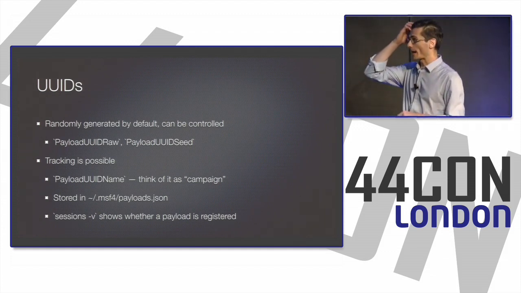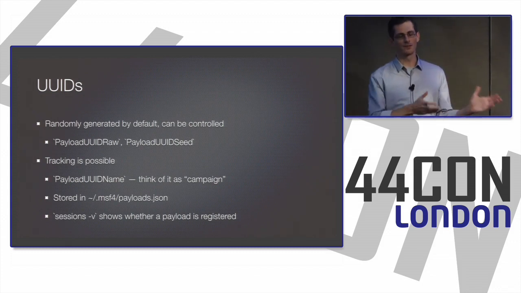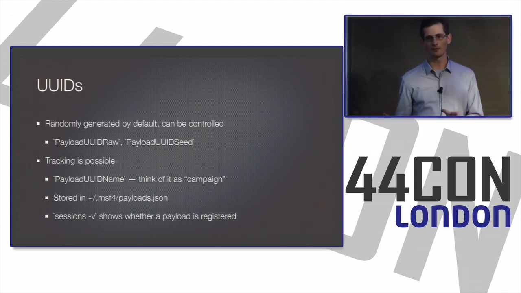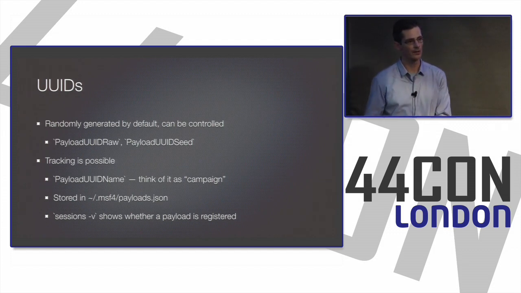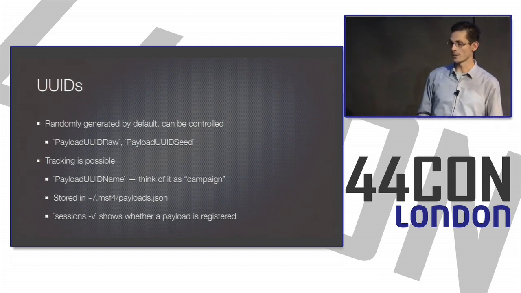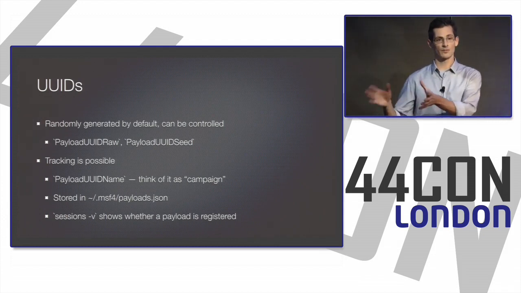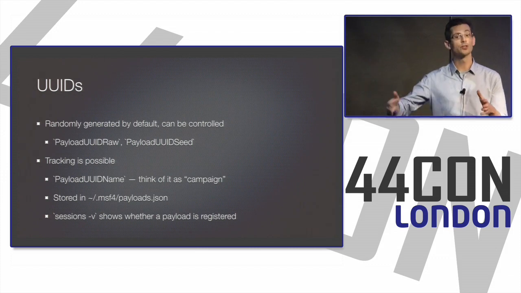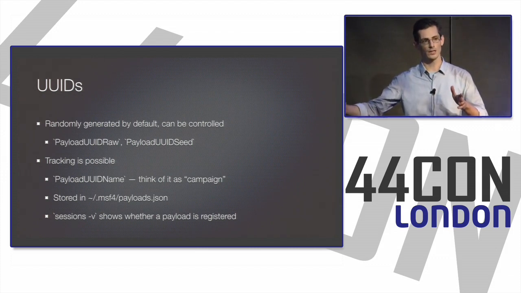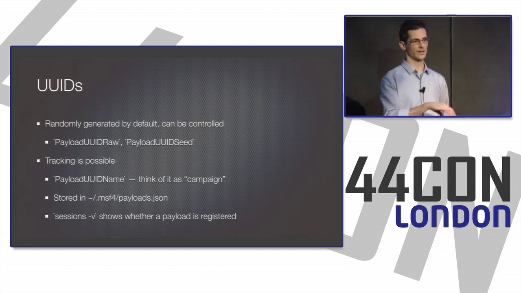You can actually track UUIDs as well. So think about, like I said, using the phishing analogy, you might have a campaign and you want to bake the idea of a campaign into the payloads. You can actually do that using this payload UUID name. And behind the scenes, what Metasploit does is it takes the information of that UUID and the URI that is associated with it and throws it into a little JSON-style database on the file system.